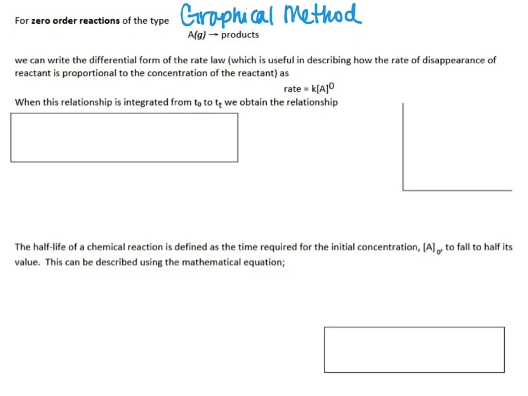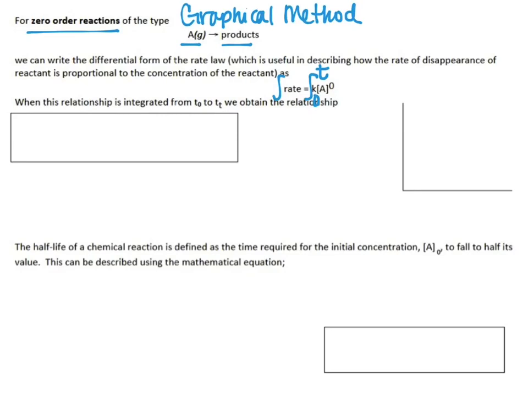So here you have your reactant and then your products. What we're going to do is write the rate law, and we're going to integrate the rate law. The rate law is rate equal to k times the concentration of A. This is what we're doing right now, zero order. So this is for the zero order reaction. Somebody took the rate law and they integrated it from time 0 to time t.